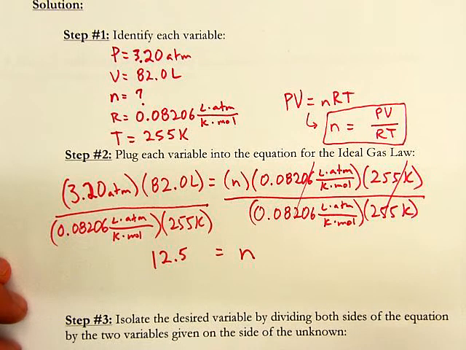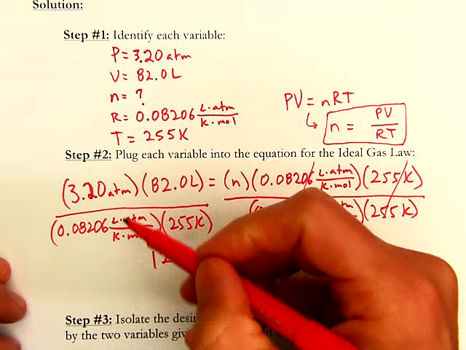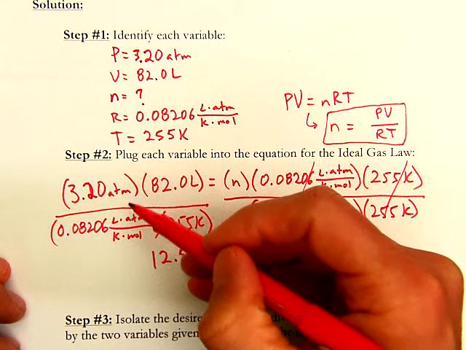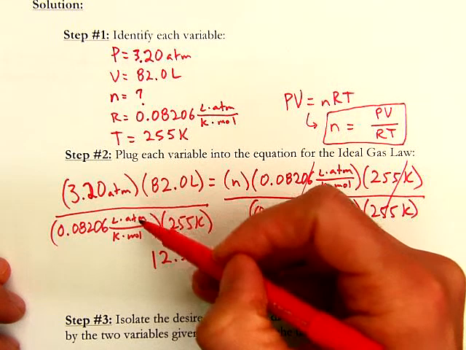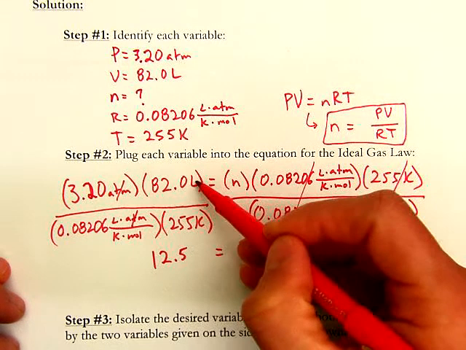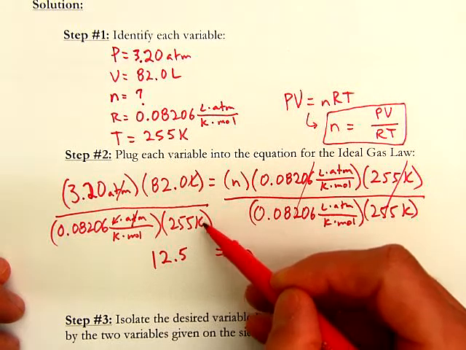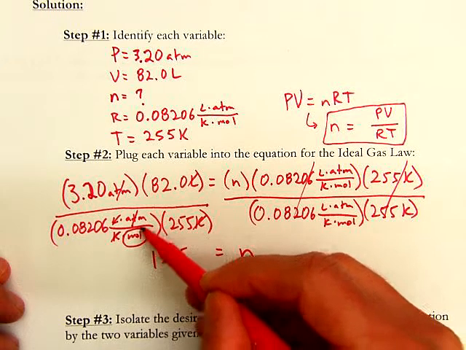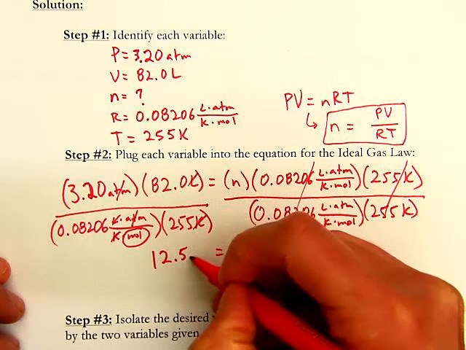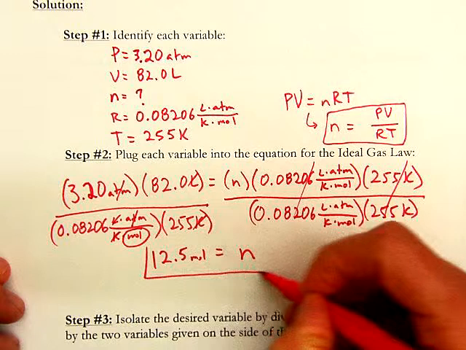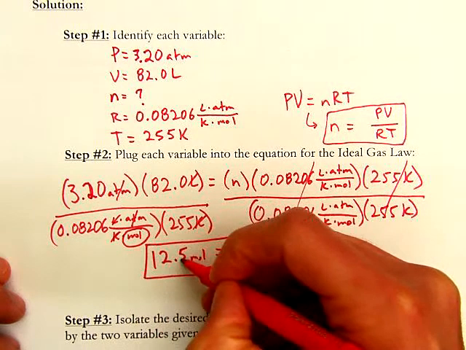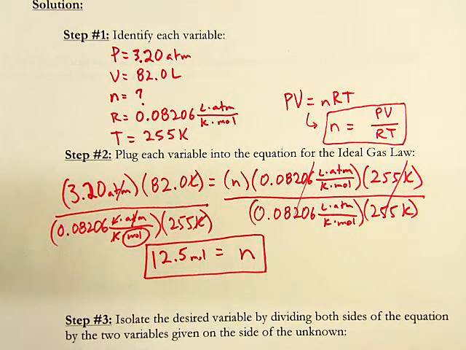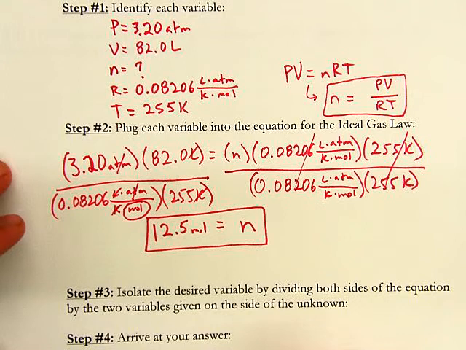And in terms of units, right, n is number of moles, but if you look at our units here, atmospheres and atmospheres will cancel. Liters and liters will cancel, and then Kelvin and Kelvin will cancel, and the only unit left is moles. All right. So that's an ideal gas law problem solving for n moles. All right. Once you isolate the variable, that is arriving at step 4, arrive at your answer.